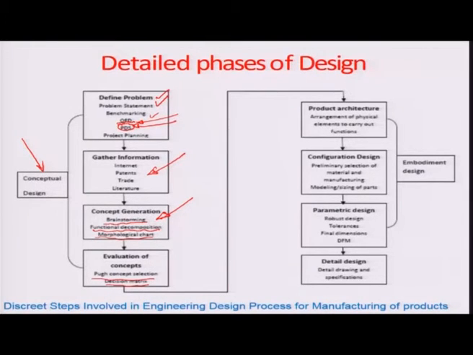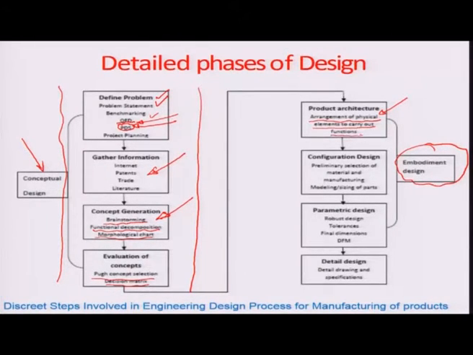And then finally, there is the second broad domain of embodiment design, where you carry out a functional analysis of the product with the detailed concepts generated up to this stage of ideation and need mapping. So, you can talk about laying out the product architecture, which is the arrangement of physical elements involved in the product to carry out certain functions.